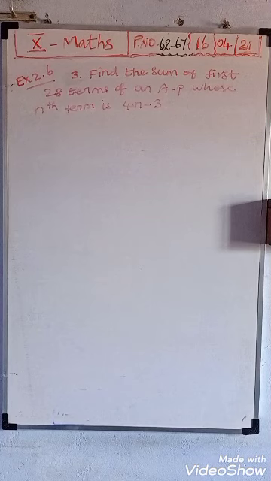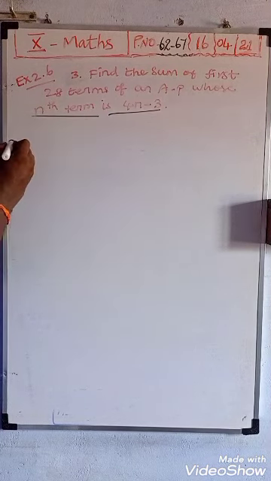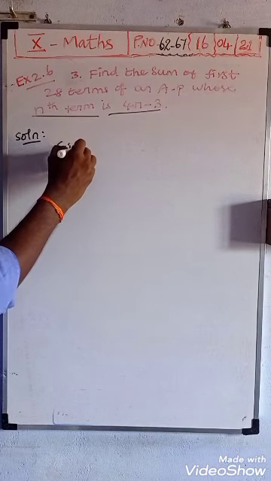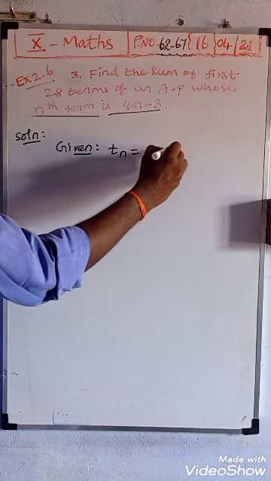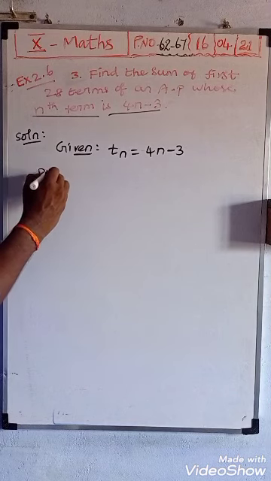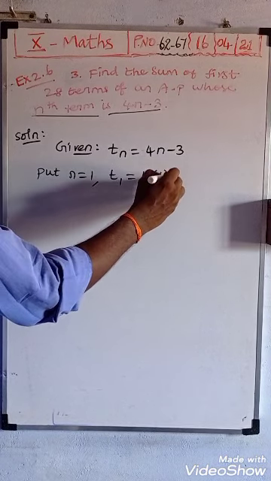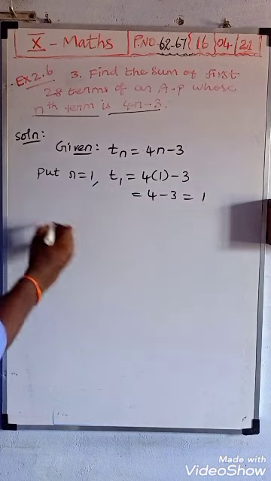So it is given that the nth term is 4n minus 3. See the solution. Here the nth term Tn is equal to 4n minus 3. So we want to know the first term and common difference. For that, first put n is equal to 1. So T1 is equal to 4 times 1 minus 3. 4 ones are 4, 4 minus 3 we receive as 1.